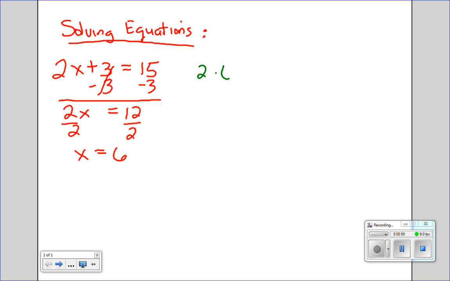A matter of checking your work by plugging it back in. 2 times 6 plus 3 should equal 15. 12 plus 3, yep, that works. We're good to go. Okay, so there's a two-step equation. I'm not going to spend too much time with that because I'm hoping that you can remember how to do this yourself.